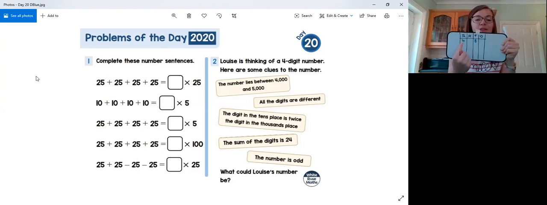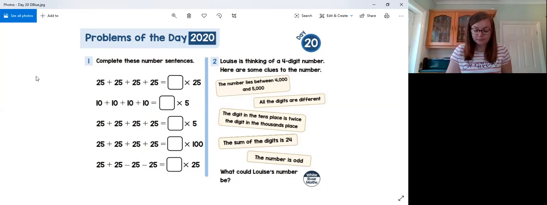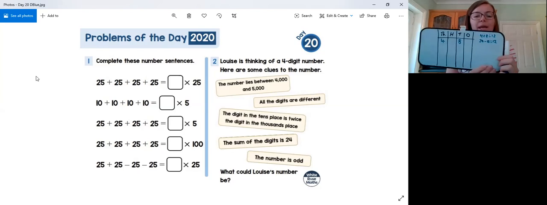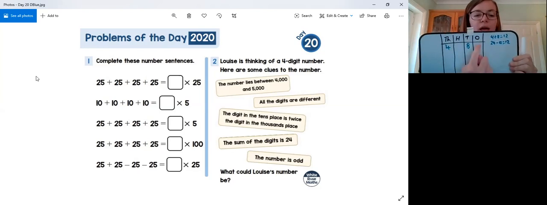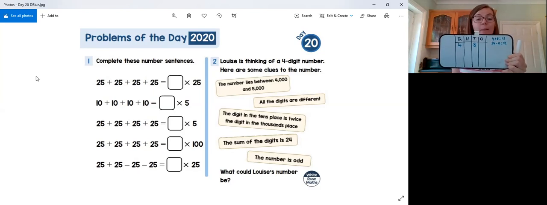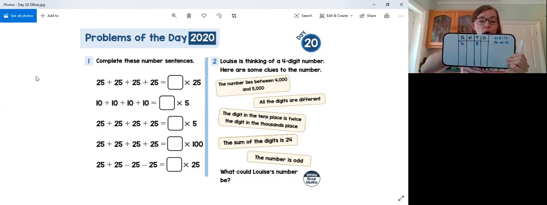That's right, we can add these together. So 4 plus 8 is 12. And the sum of all 4 digits added to 24. So if we do our 24, we take off the 12 we've already got, that leaves us with 12. So we now know whatever digits we put in the hundreds and the ones, they must together make 12. And the last clue we are told is that the number is odd. Now, which column is important for deciding if a number is even or odd? It is the ones column.